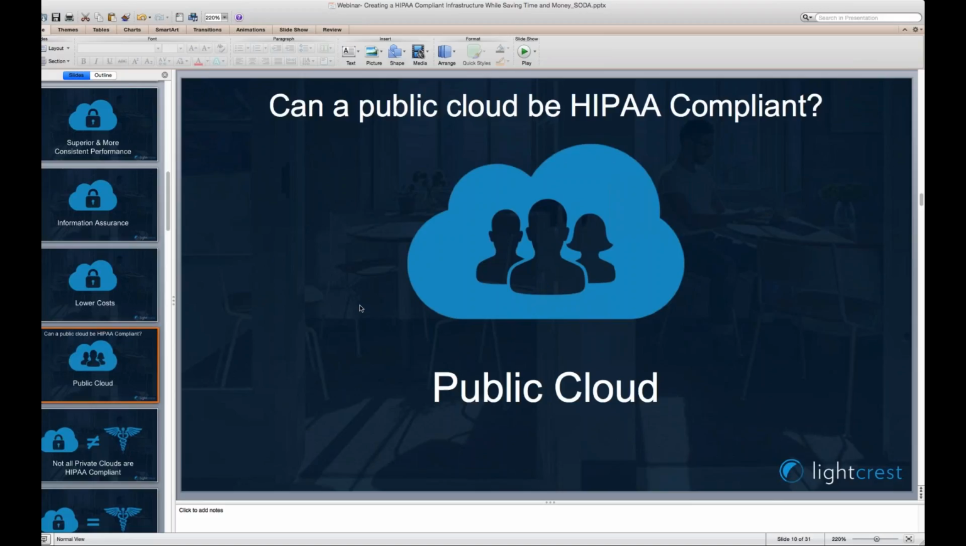So, can a public cloud be HIPAA compliant, right? I want to be very upfront about this. By no means do I mean to engender the notion that you can't be secure in a public cloud, you can't be HIPAA compliant. You can, it's just more expensive. And there's more concern around lack of control.